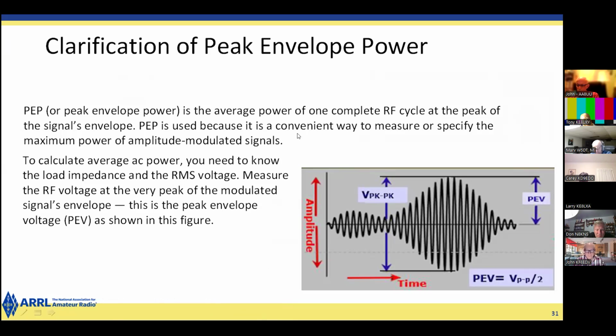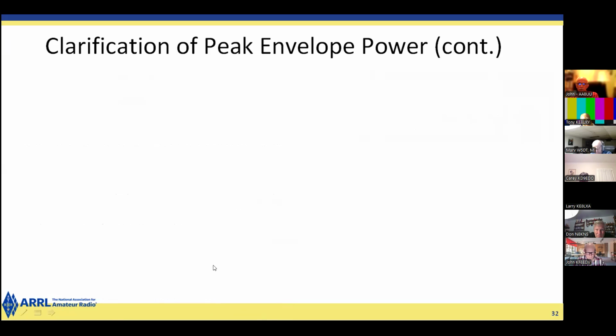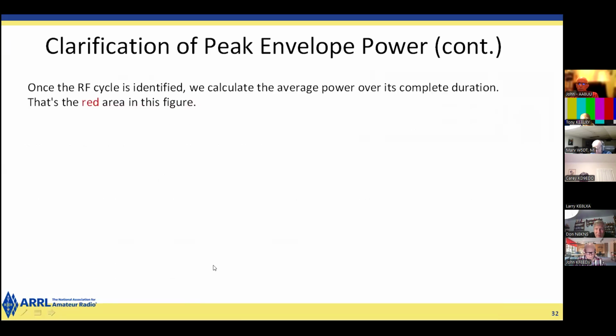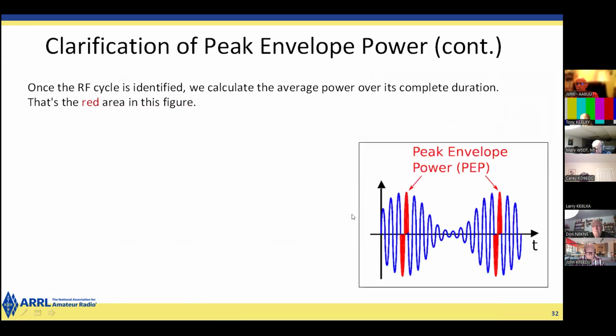I thought they did a better figure here. Once the RF cycle is identified, we calculate the average power over its complete duration. That's the red area in this figure. There, that's the one. Although the words kind of confuse me. But as you can see, the arrows are pointing to the very peak of the power of the modulated signal. And that is your peak envelope power.